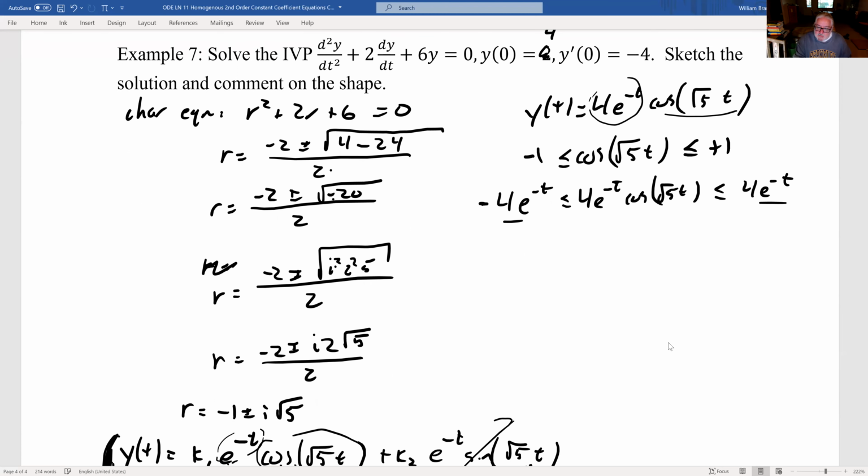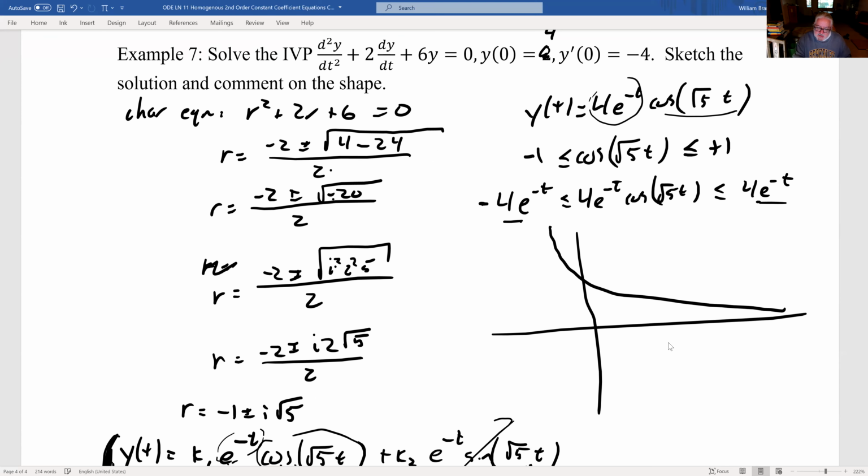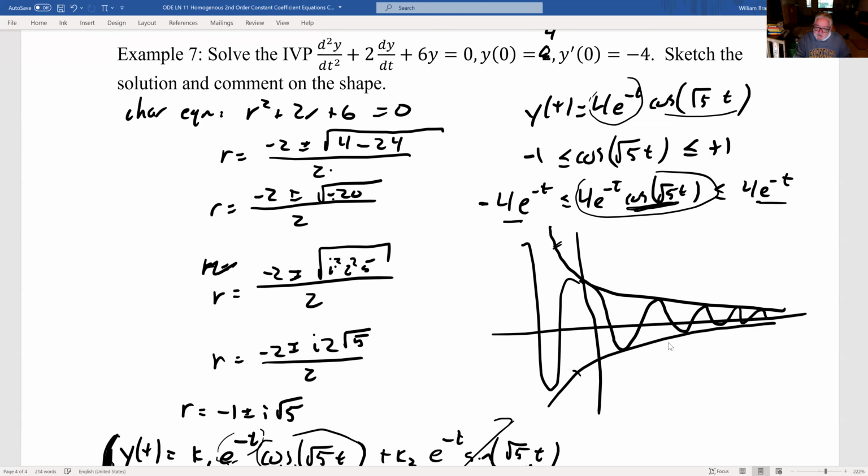So what we've got is what's called an envelope, 4 e to the minus t up here, and minus 4 e to the minus t down here. And the function we're interested in is trapped between these two, and it's oscillating between minus 1 and 1. So our function actually starts up here and comes down and up and down and up and down and up and oscillates its way out. The amplitude of this is 4e to the minus t, which is decreasing as t is increasing, and it's oscillating from one edge to the other. And that gives us the graph of that solution.